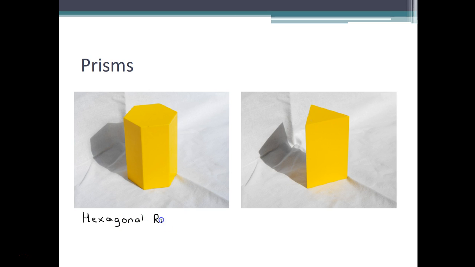Hexagonal right prism is standing straight up and down. Some prisms can lean a little bit, kind of like the Leaning Tower of Pisa. But this one's right if it's standing straight up and down. And this is a right triangular prism. You could have said right hexagonal prism there too. You could put the word right in the front.